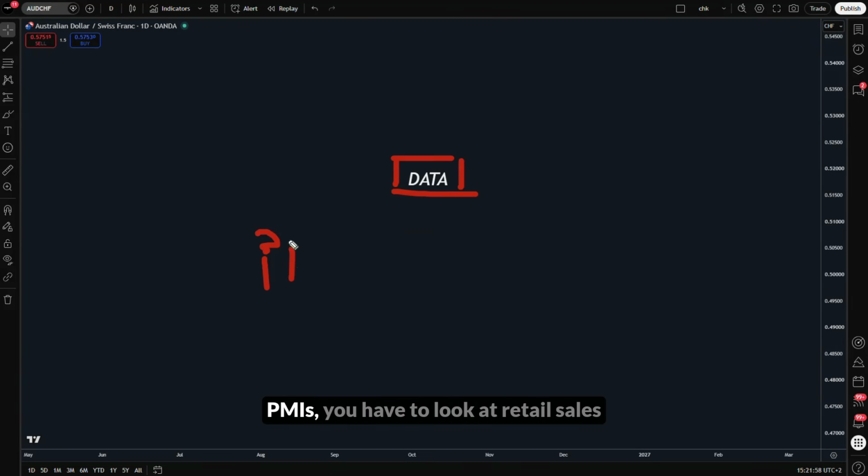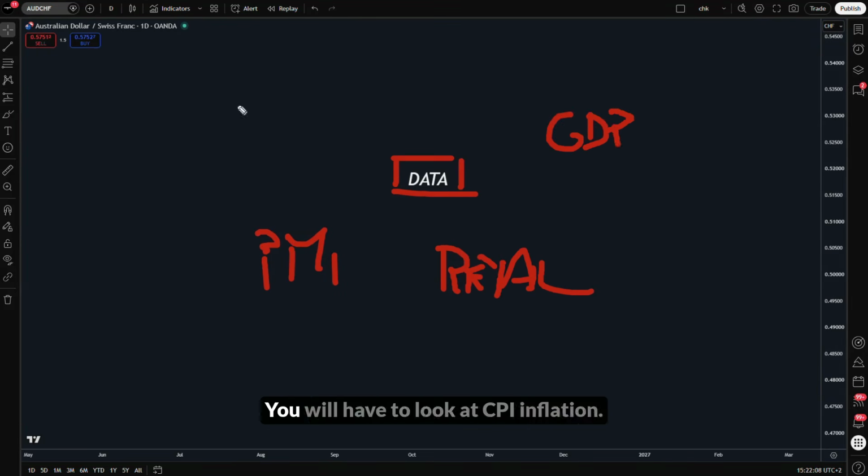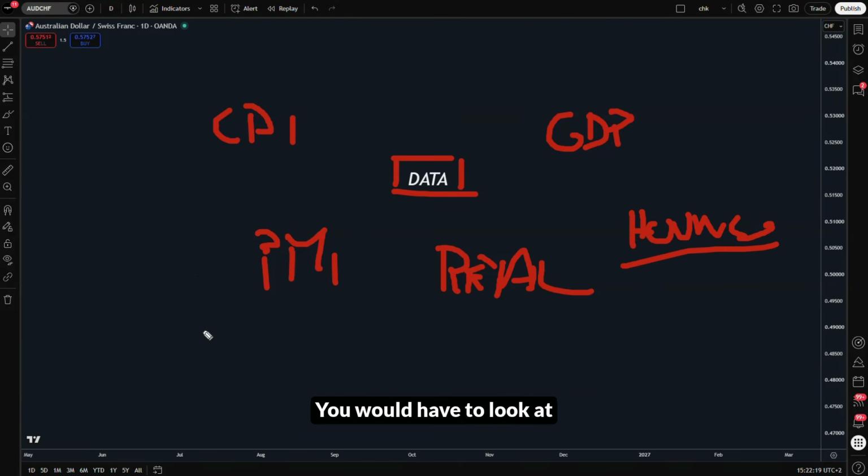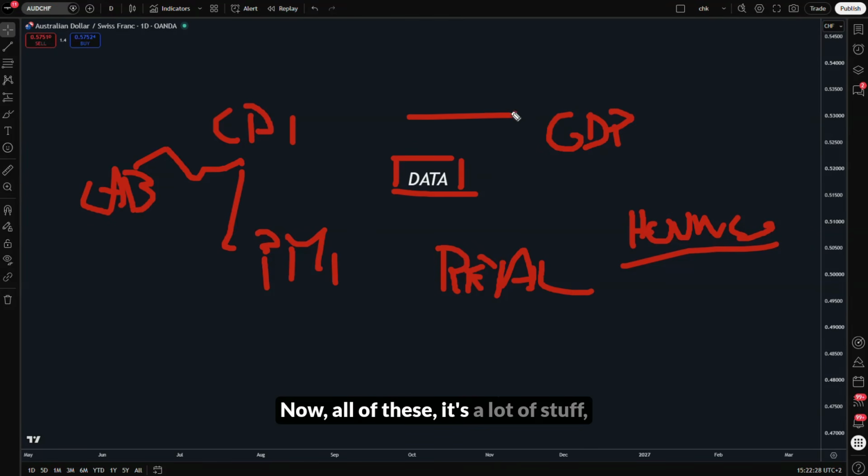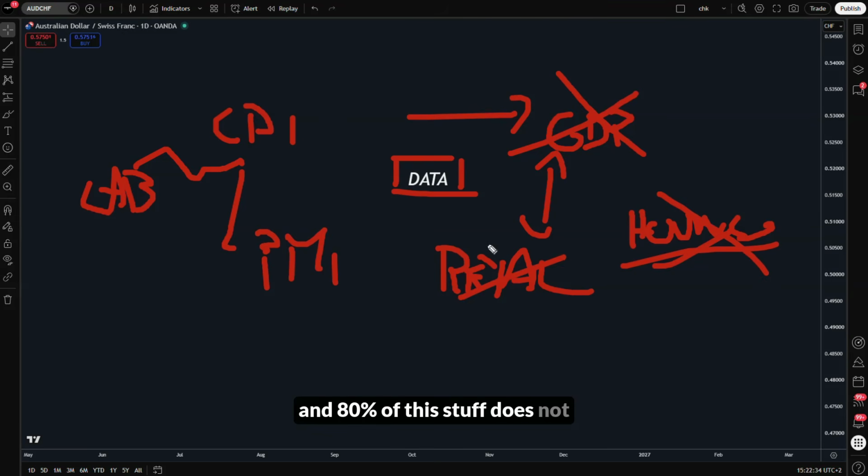Because you would have to look at PMIs, retail sales, GDP, CPI, inflation, the housing market, the labor market. Now, all of these, it's a lot of stuff. And 80% of this stuff does not matter for what you're actually trying to do, which is take profitable trades. We're not trying to become economists. We're not trying to be analysts.